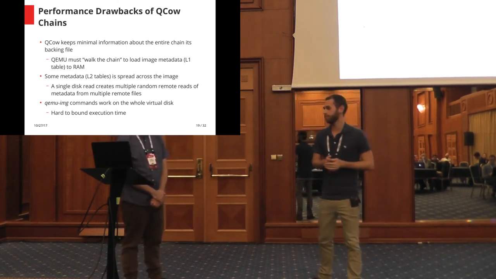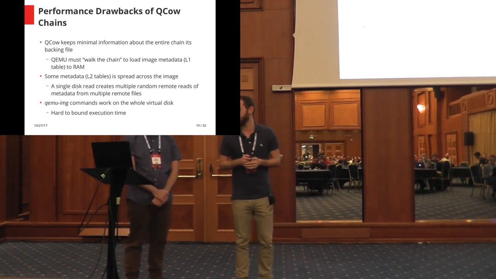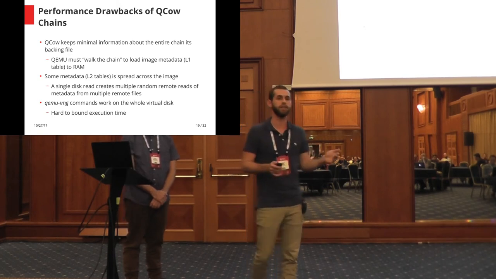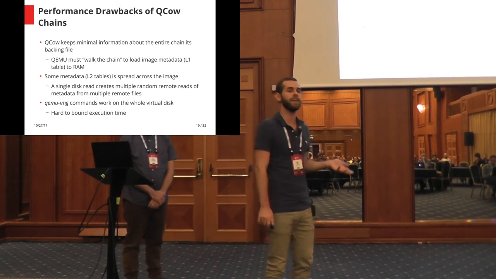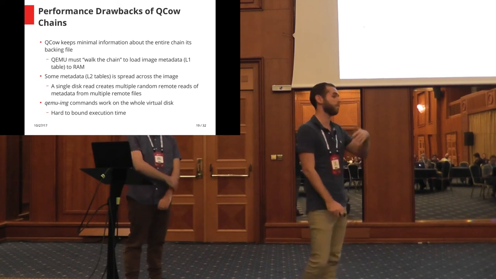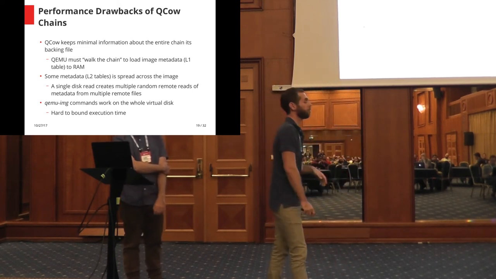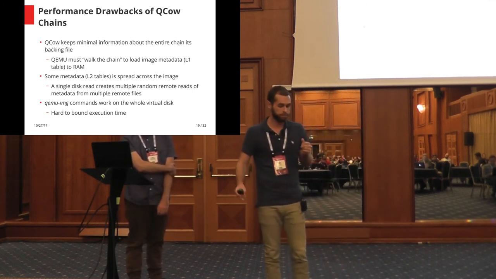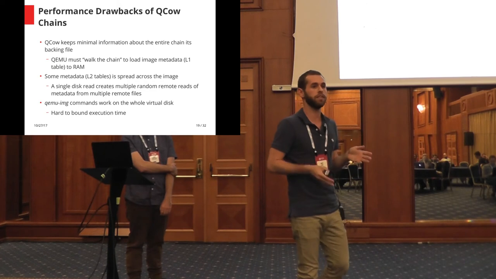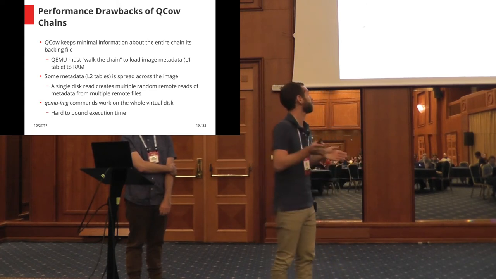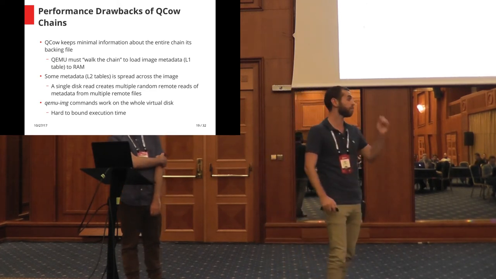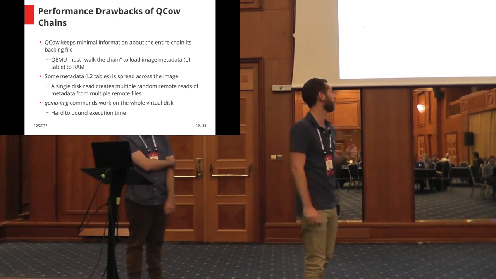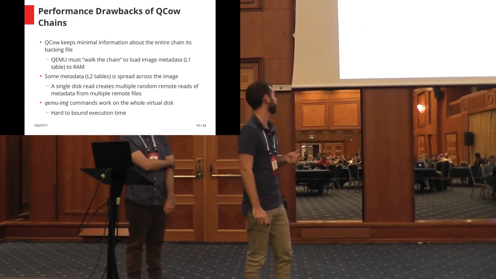So first of all, qcow keeps minimal information about the entire chain in its backing file. As you know, in the metadata currently, the format only saves the immediate backing file and no information about the rest of the chain. So QEMU must often walk the chain, especially in our scenario. For example, when QEMU starts, it has to load the metadata of every file in the chain when it's opening all the files. And it keeps the L1 table in RAM up to a size of 1 megabyte.